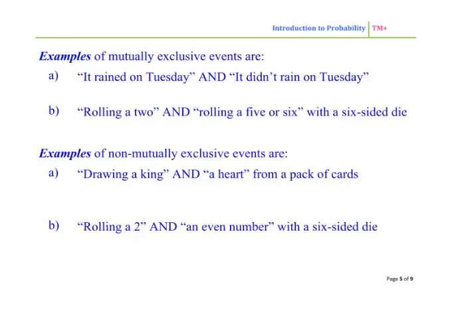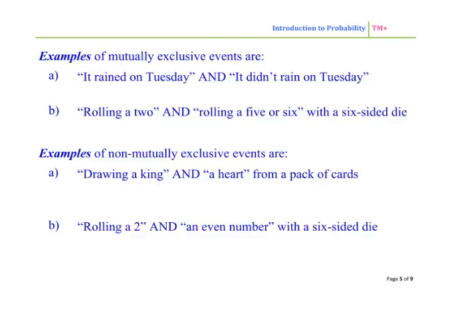So if we look at some examples, it rained on Tuesday and it didn't rain on Tuesday. You can't have both of those happening. It either rained or it didn't. Rolling a 2 and rolling a 5 or a 6 with a 6-sided die. Okay, you can't have those things both happening at the same time.